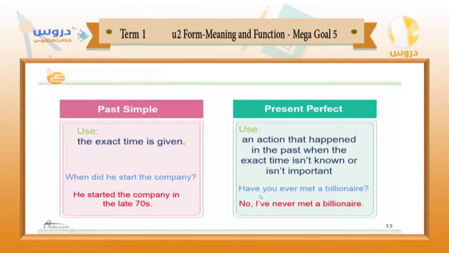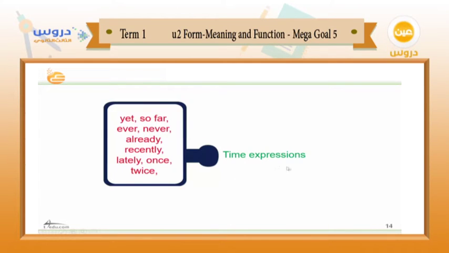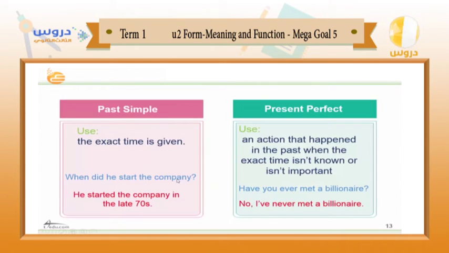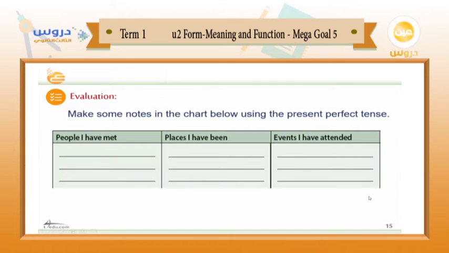Okay. Now, what are the time expressions that come with present perfect? We have since and for. Also, we have yet, so far, ever, never, already, recently, lately, once, twice. If you look at the previous one here, we have: have you ever? We use ever here to indicate the present perfect, and it's used in the question.